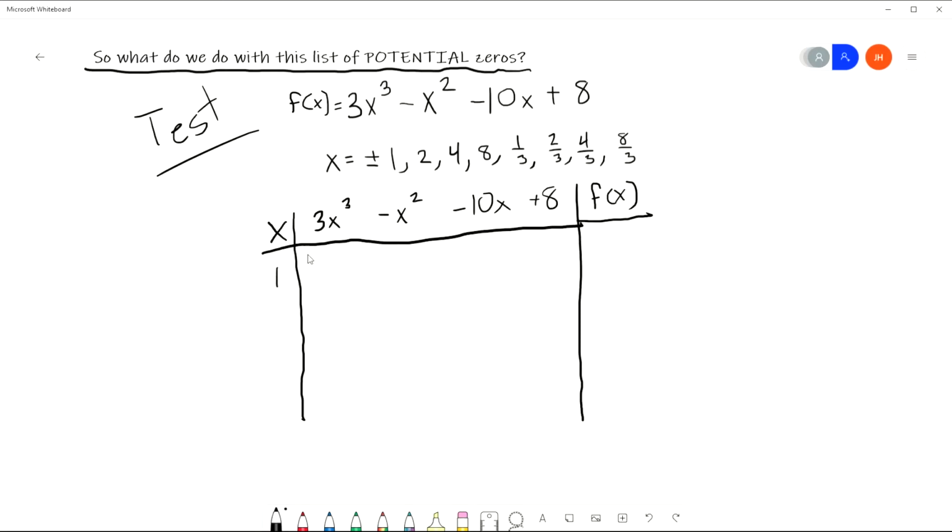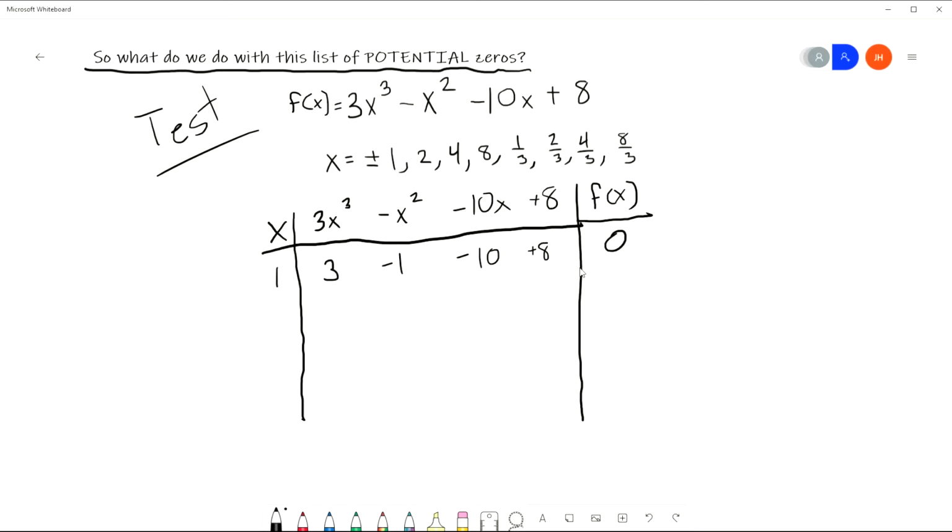So when I plug in x equals 1, what is this equal to? 1 cubed is 1 times 3 is 3. 1 squared is 1 minus 1. Negative 10 times 1 is minus 10. And plus 8 is plus 8. Doesn't matter what x is. So I add these all up: 3 minus 1 minus 10, so minus 1 minus 10, that's minus 11. 3 and 8 is positive 11. Does this equal 0? It does equal 0.